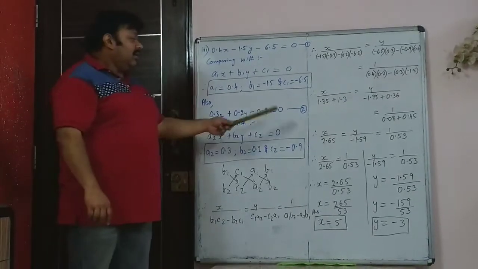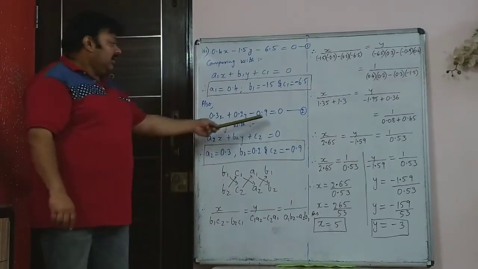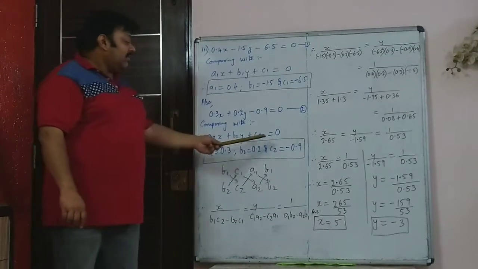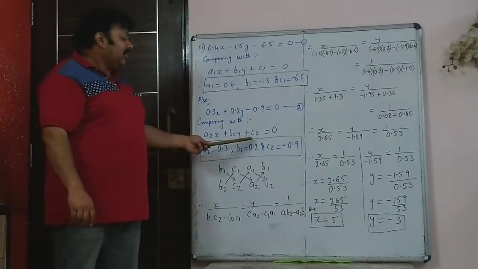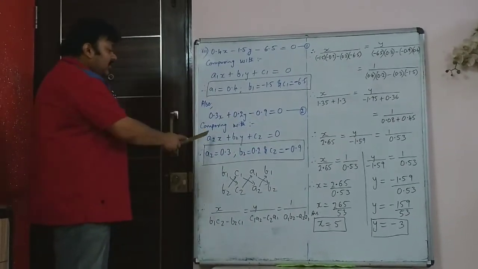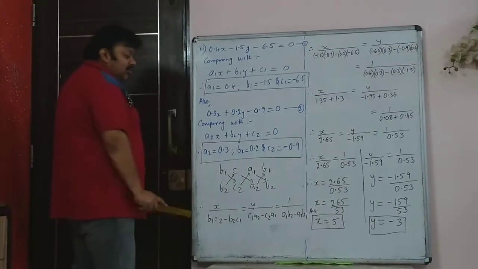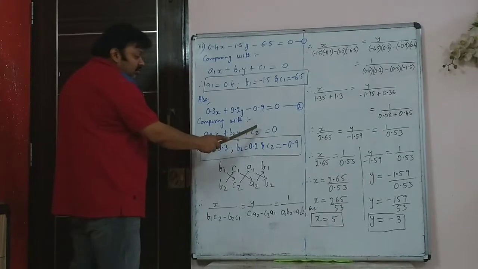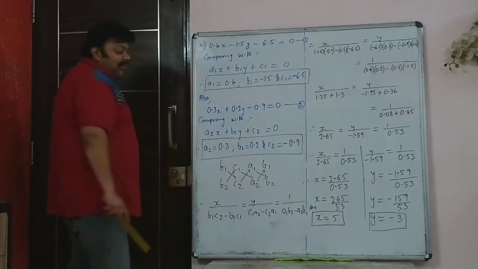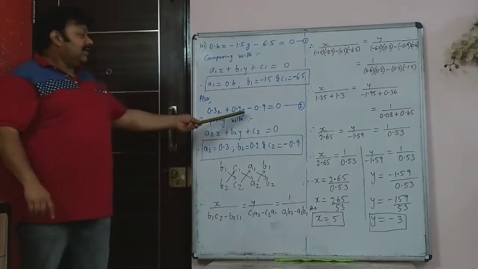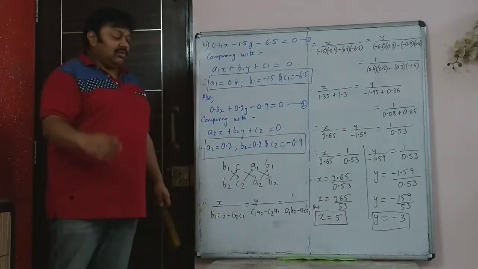Now same way the second equation given there. Now that also you compare with a2x plus b2y plus c2 is 0. So your a2 will be 0.3. B2 will be also 0.2 and C2 will be with minus sign 0.9. Ensure that it is written in the form equal to 0.